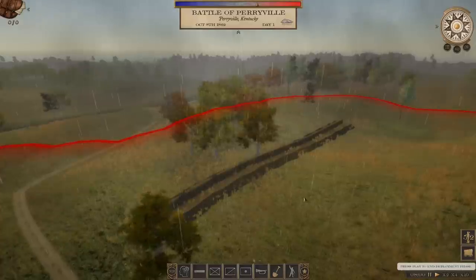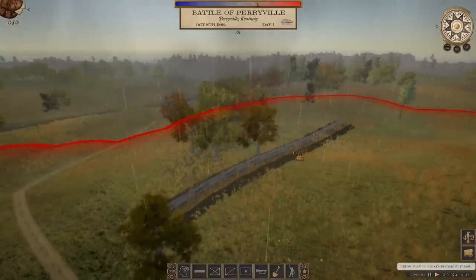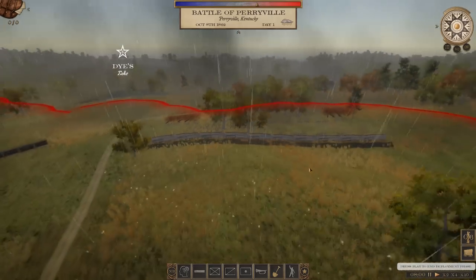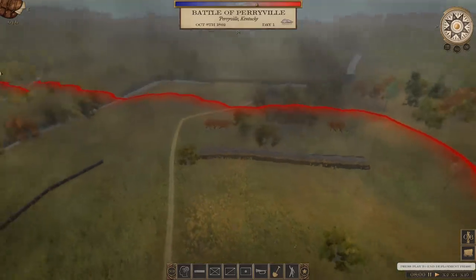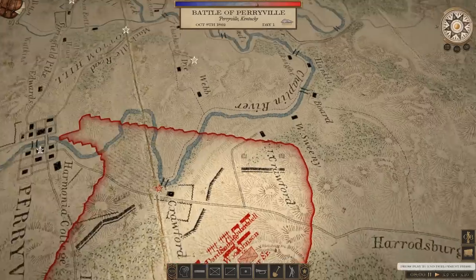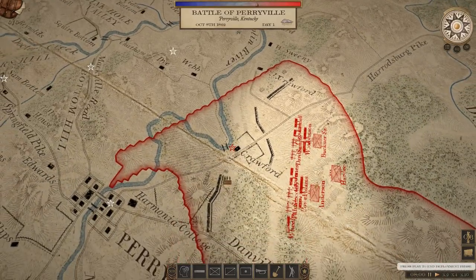In this battle I have given a substantial amount of engineering points, so I can showcase this system for you guys. And now you can see that I have expended them, and I have quite good entrenched positions here on the east side of Chaplin River. So here we got the trenches, and here we got the breastworks.